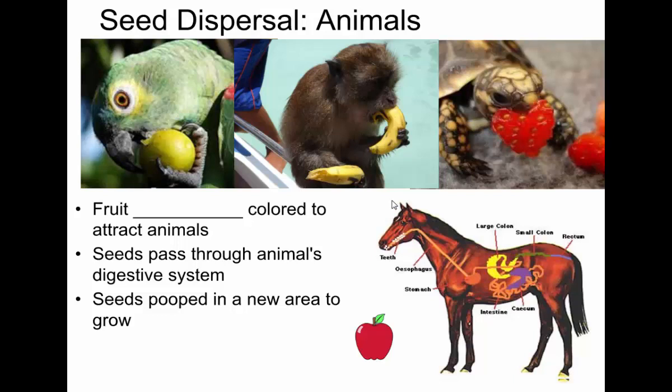So for seed dispersal, animals are kind of interesting. The purpose of fruits is to attract animals to help disperse seeds. Often fruits are brightly colored to attract animals. Animals eat those fruits, consume the seeds, and then those seeds are ejected somewhere else where they can then grow into a new plant.